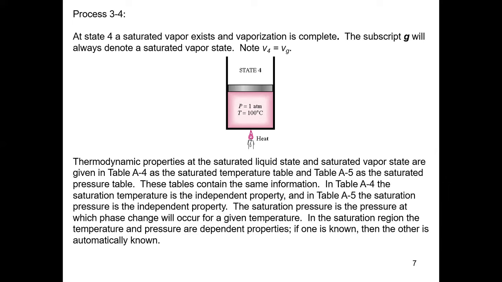In table A4, the saturation temperature is the independent property, and in table A5, the saturation pressure is the independent property. The saturation pressure is the pressure at which phase changes will only occur for a given temperature. In the saturation region, the temperature and pressure are dependent properties. If one is known, the other is automatically known.